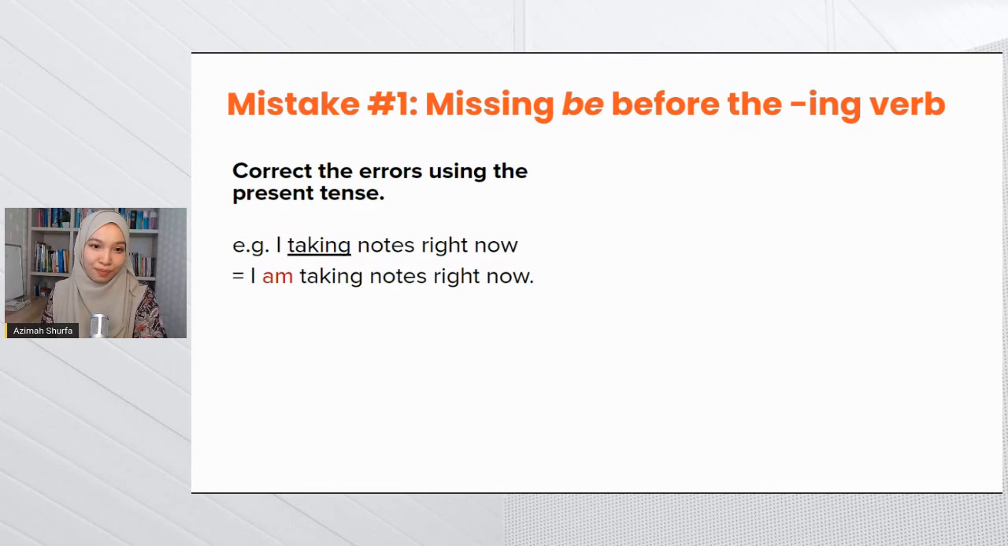It should be, I am taking notes right now. Where's the ing verb? Taking. So before the ing verb, you have to add the be verb. And because we're talking about I, we have to add am. So I am taking notes right now, or I want to contract, I'm taking notes right now. And I want you to do 10 of these.